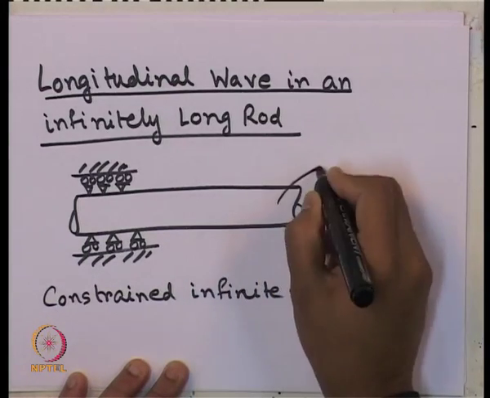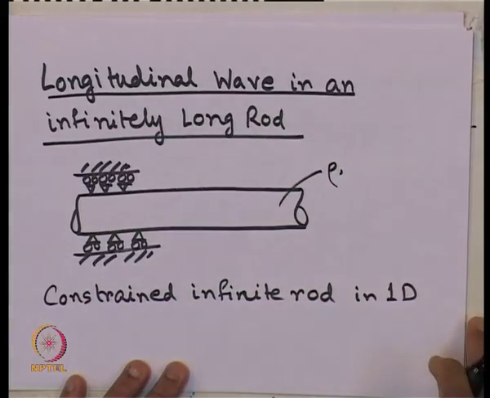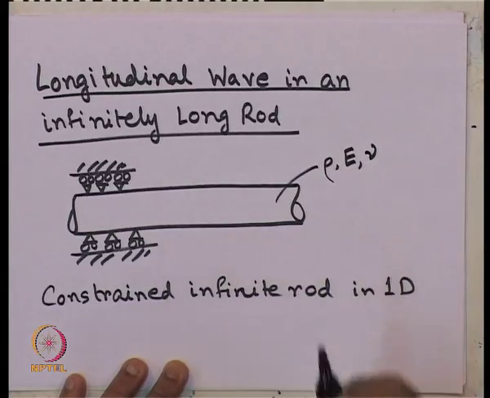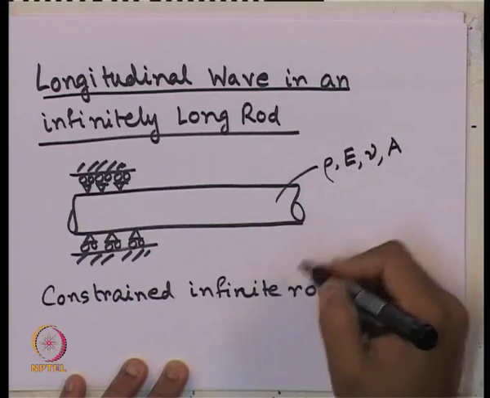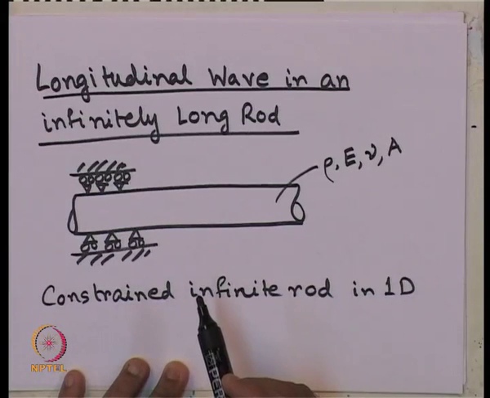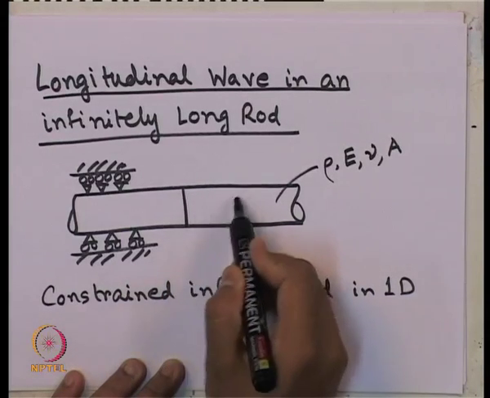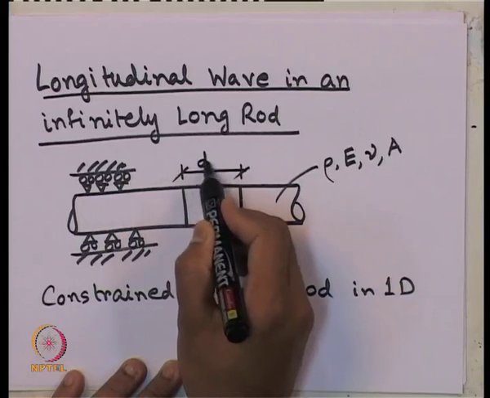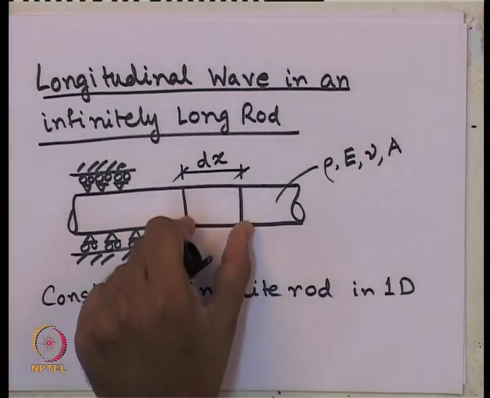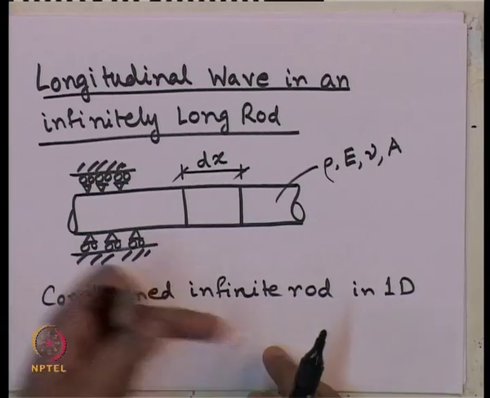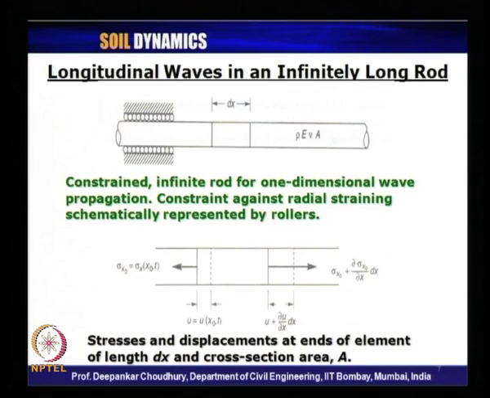Let us say the properties of the rod are: rho is the density of the material, E is Young's modulus of the material, nu is Poisson's ratio of the material, and A is the cross sectional area of the rod. Now, when the longitudinal wave is travelling in this one dimension in this rod, let us take one infinitesimally small segment with a length, say dx, in this direction. So, now we are concentrating on this infinitesimally small segment of length dx, through which the wave is passing.